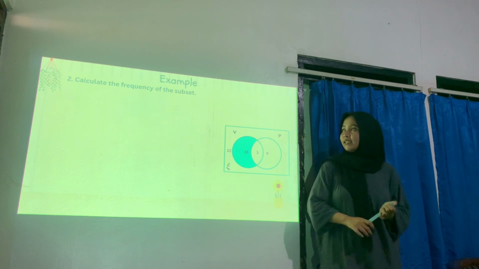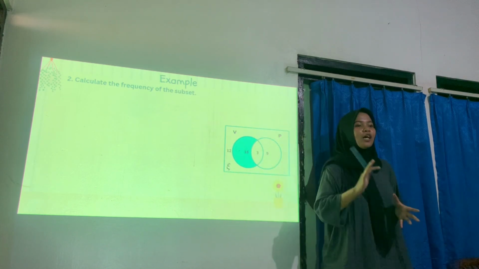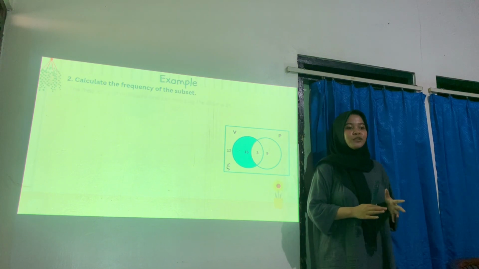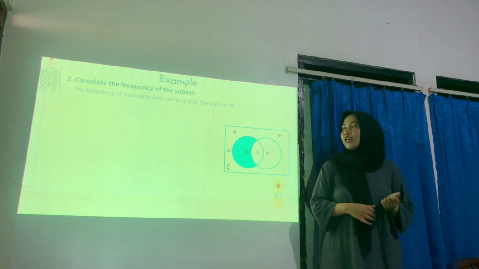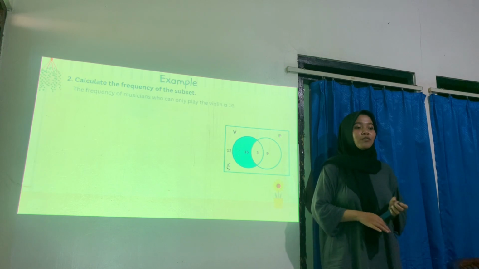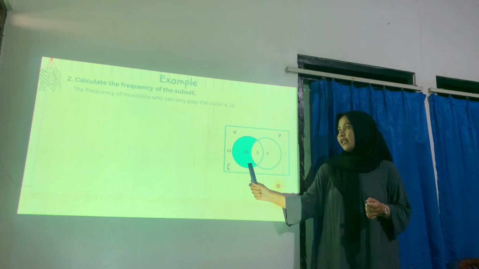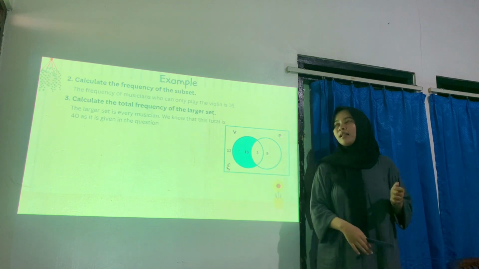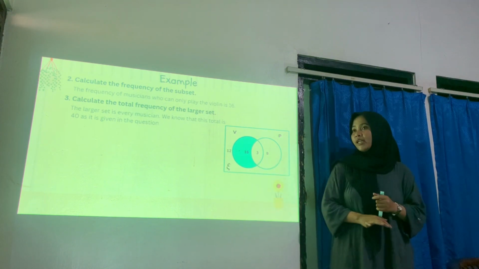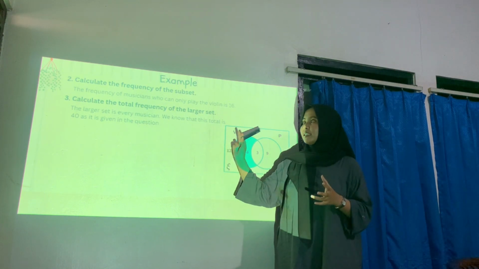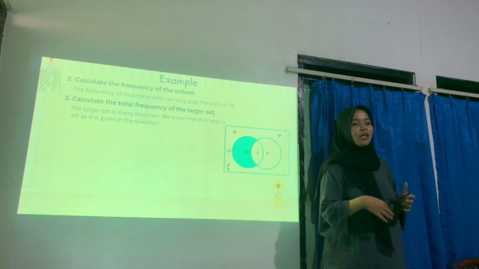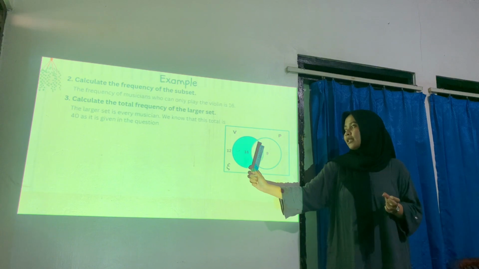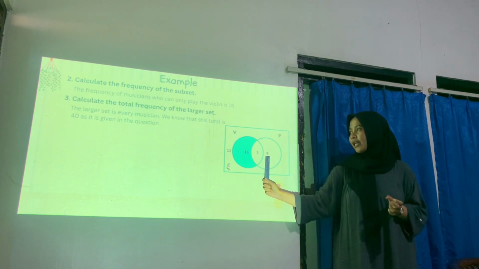And then step 2 is calculate the frequency of the subset. We know that in the question we calculate the probability that a musician will play the violin. And we know the musicians who play the violin is 16. And then step 3 is calculate the total frequency of the large set. We know that in the question this total is 40, as given in the question. We can also add 12 plus 16 plus 3 plus 9.